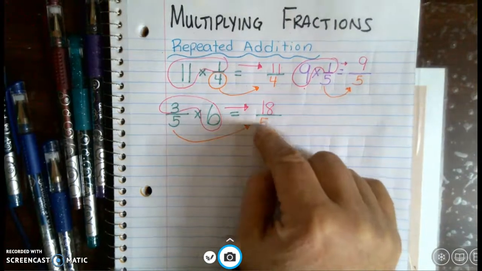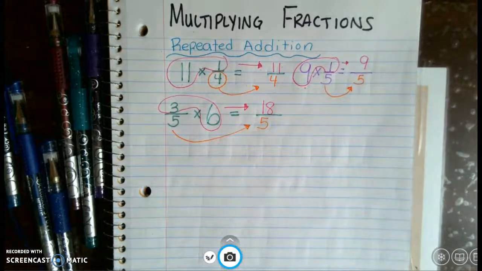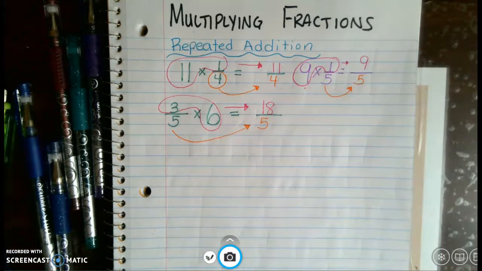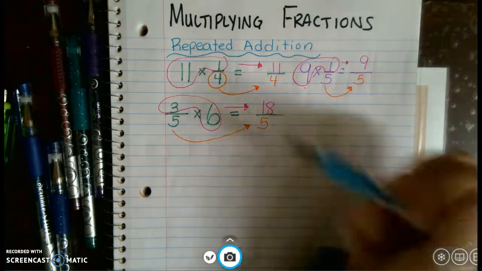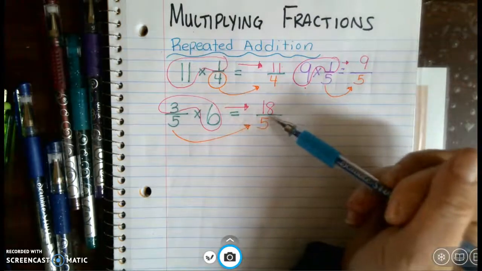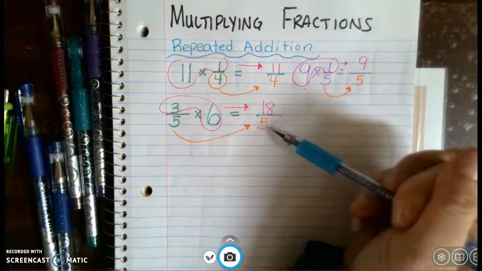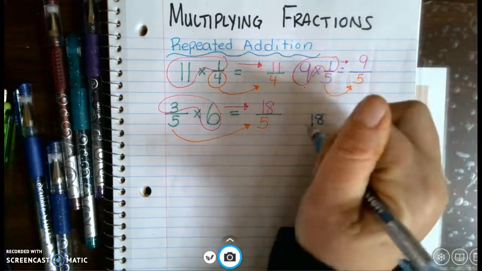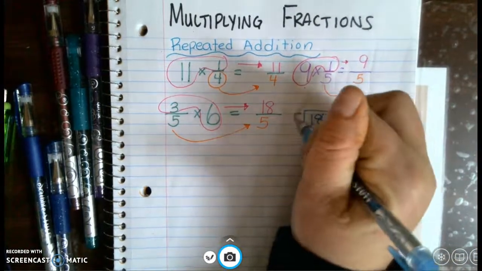I notice 18/5 is an improper fraction. And I need to change that into a mixed number. Because Miss Leba says no, no, no, improper fractions. So remember, I'm going to use my fraction bar, 18 divided by 5.